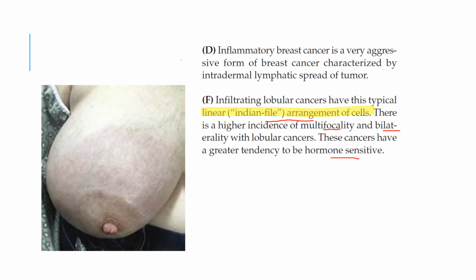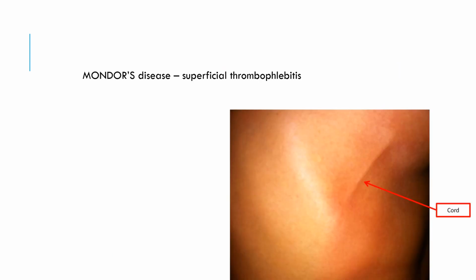Then there is inflammatory breast cancer. This is inflammatory breast cancer. I told it's a clinical pathologic diagnosis. There is clear evidence of erythema, edema, and inflammatory changes around the nipple and over the breast. It's a very aggressive form, with very poor prognosis, characterized by intradermal lymphatic spread of tumor. A word on Mondor's: it's a superficial thrombophlebitis seen as a cord over the breast.